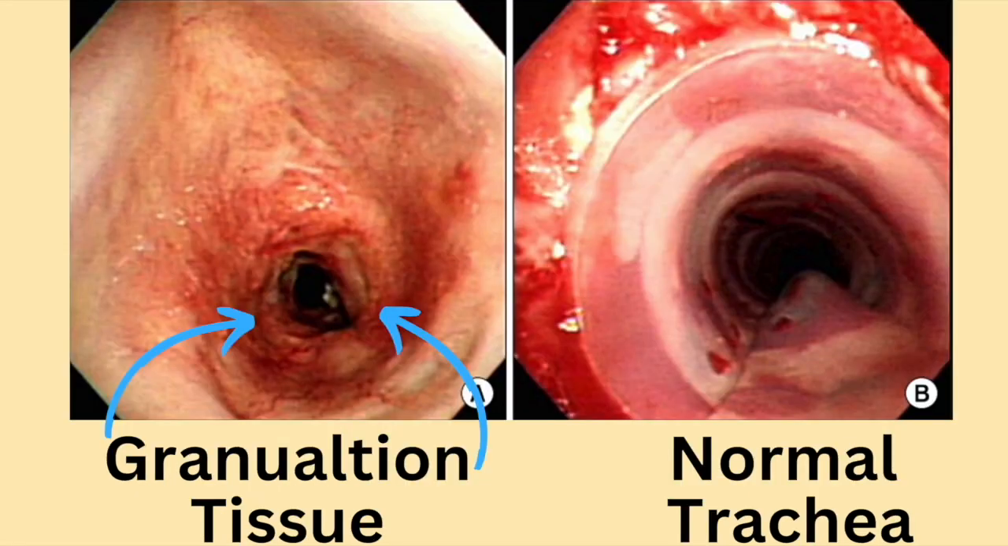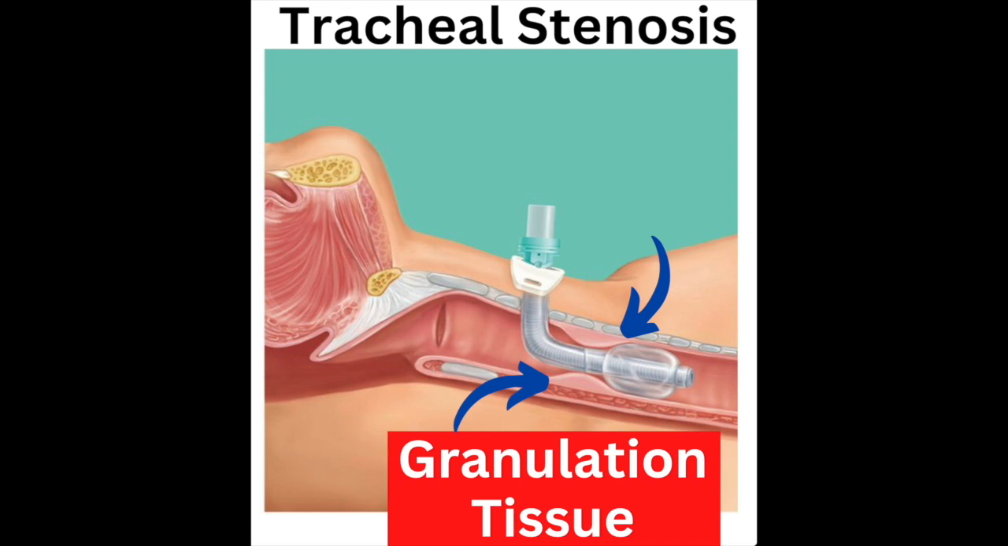A complication which may occur with tracheostomy tubes is the accumulation of granulation tissue in the trachea. When the tracheostomy tube irritates the airway, the body produces granulation tissue to protect the airway. When the airway develops a significant amount of granulation tissue, it starts to narrow the airway. This condition is called tracheal stenosis.